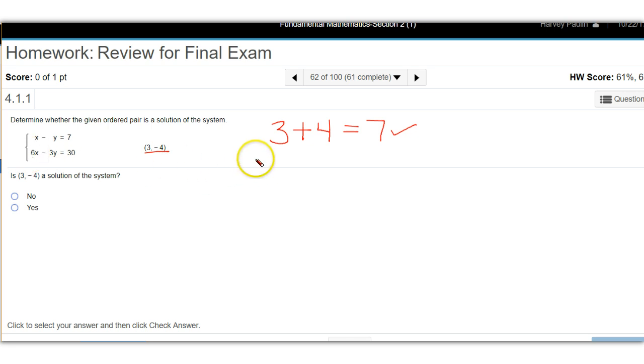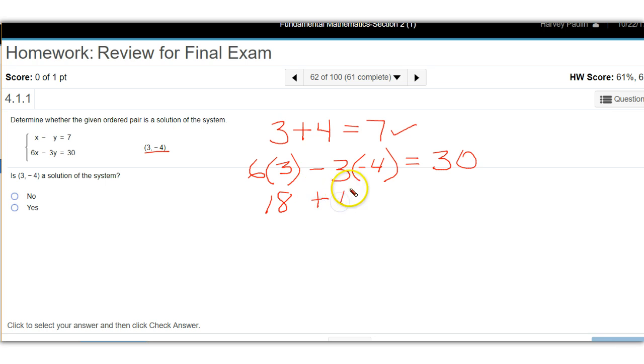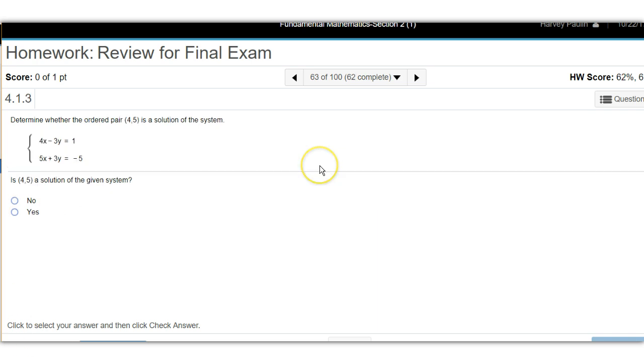And then we go 6 times 3. This is our x value. Minus 3 times a negative 4. We're just substituting here. Equals 30. So this is 18, this becomes a positive 12, and this equals 30, and 30 equals 30, so yes, this is a yes here.